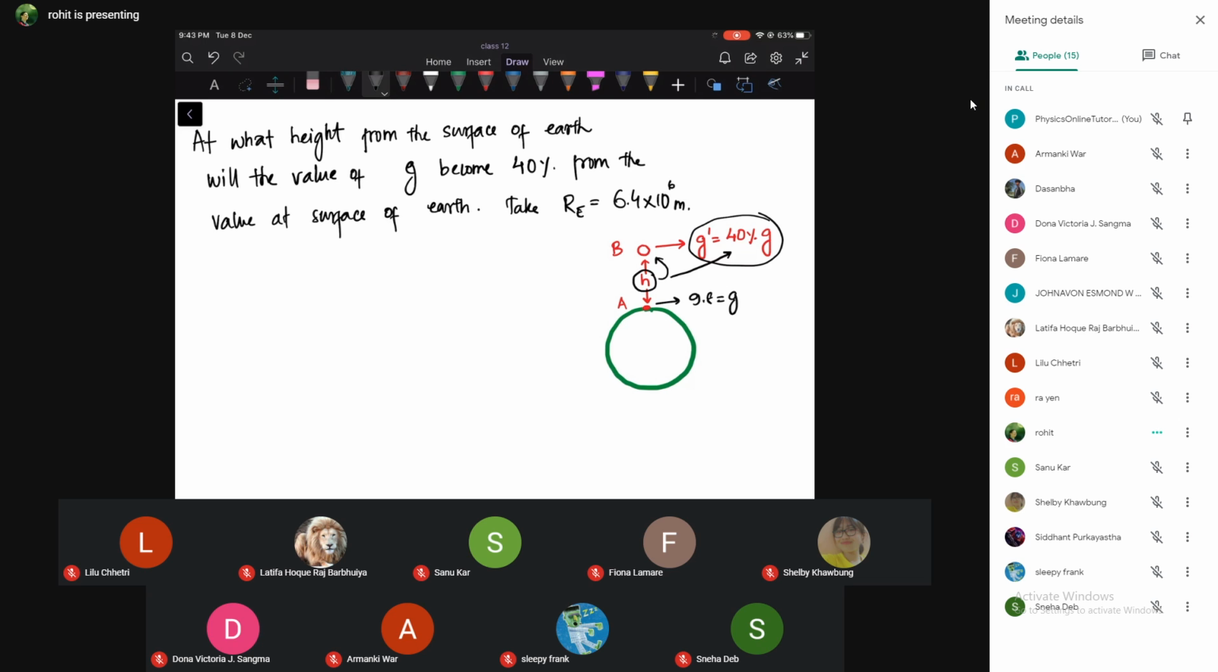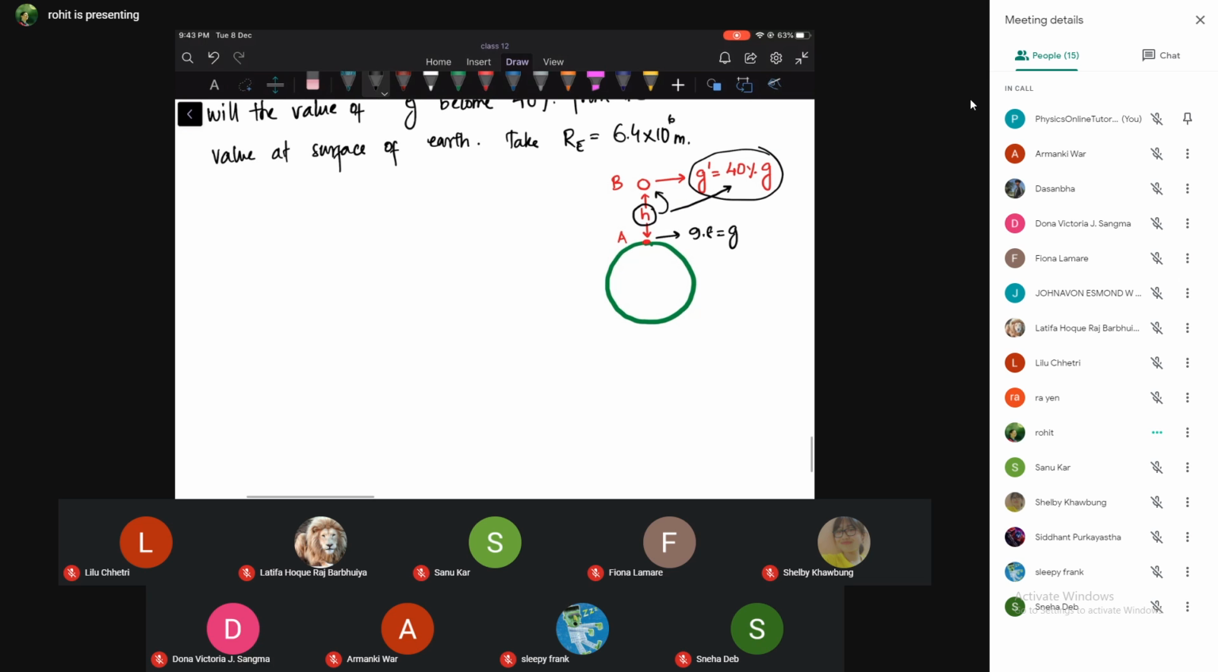At least 40% value, right? So it's going to be less value, no? So this is the question. If you're clear with the question, then only I'll proceed. Okay, fine. So let me just show you how we are going to solve it.